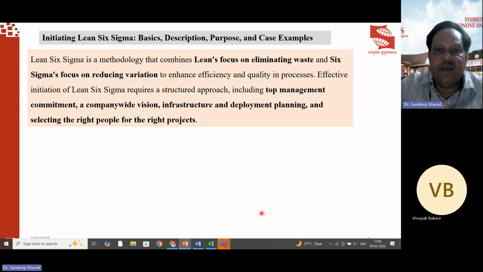Initiating the Lean Six Sigma basic description, purpose, and the case example. Lean Six Sigma is a combination of Lean, which eliminates waste, and Six Sigma, which focuses on reducing variation to enhance the efficiency and quality in the process.